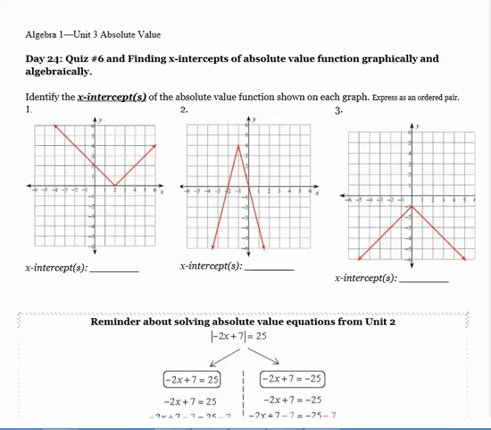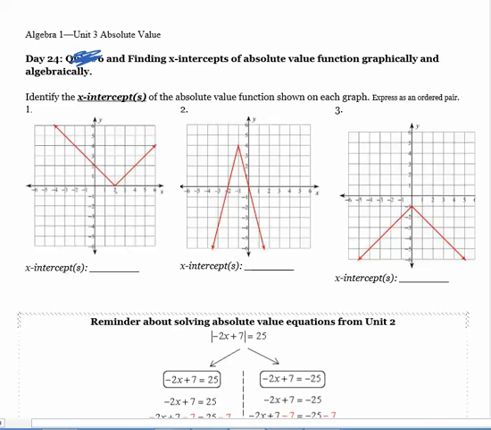It's up to you. Alright, so we're going to start by taking a look at finding x-intercepts of absolute value functions graphically and algebraically. First we're going to take a look at them graphically. You'll notice 1, 2, and 3 ask us to identify the x-intercepts of the absolute value function shown on each graph, expressed as an ordered pair. Now there are 3 different situations we can face when finding x-intercepts of absolute value functions.